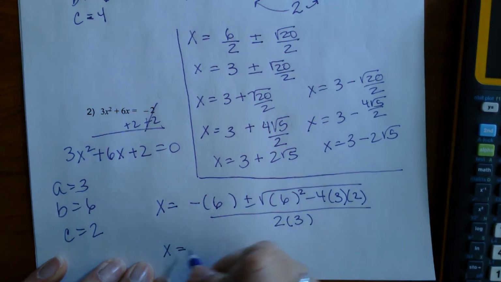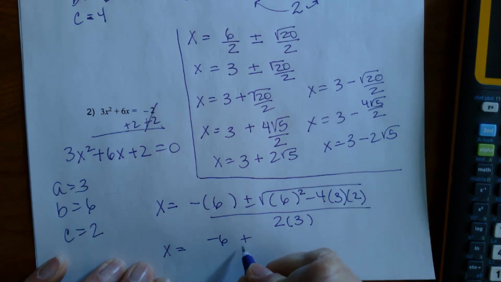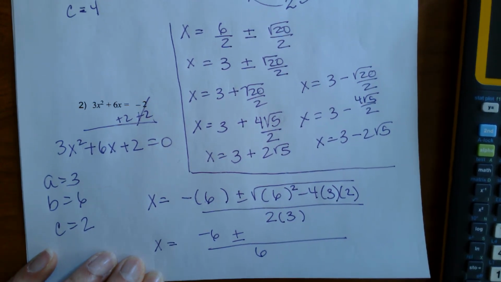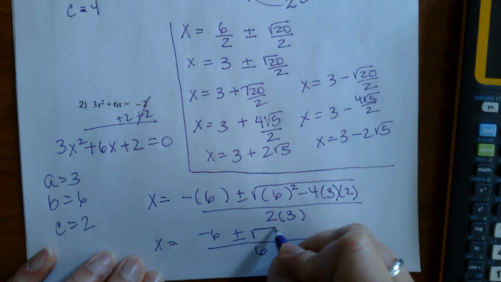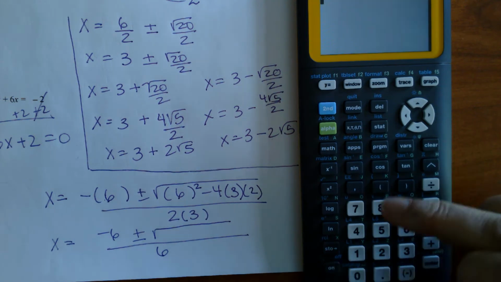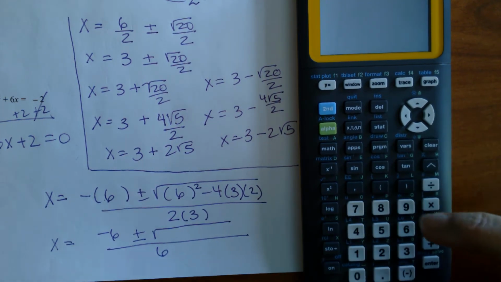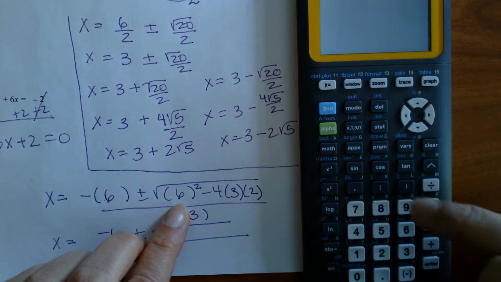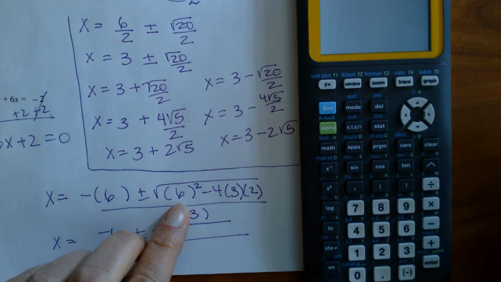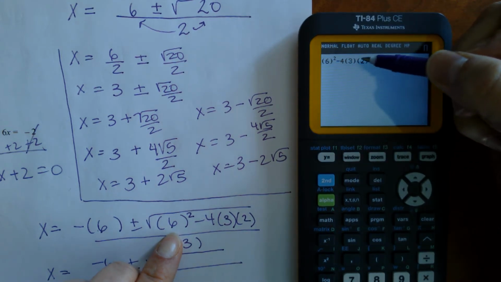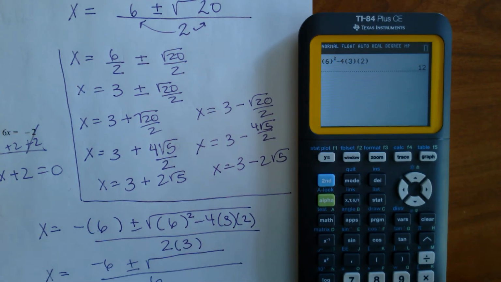Okay, so x equals negative 6 plus or minus. 2 times 3 is 6. I'm going to run out of room and need more paper. Now we have the square root, so let's clear this out. I'm just going to do under the square root, so it's going to be 6 squared minus 4 times 3 times 2, using my parentheses. I'm going to get 12.